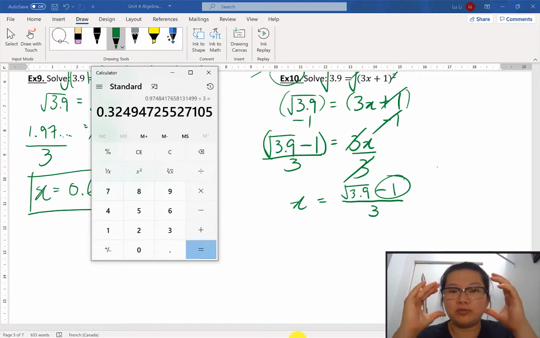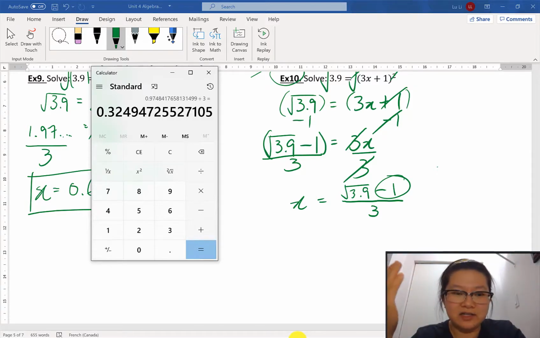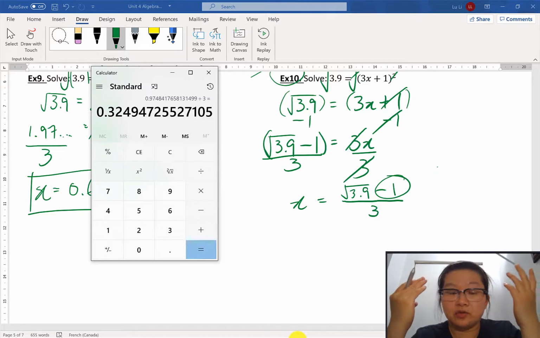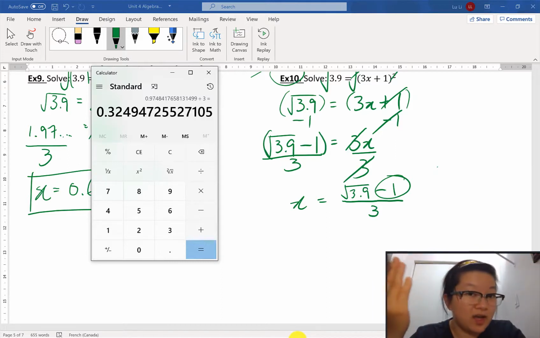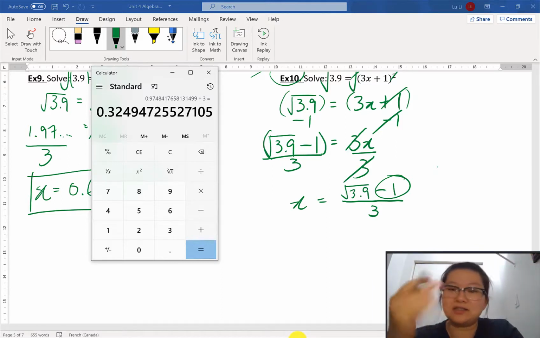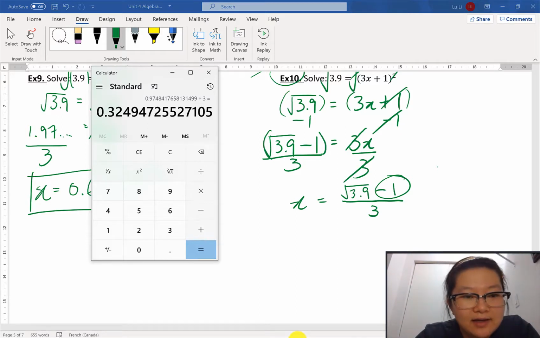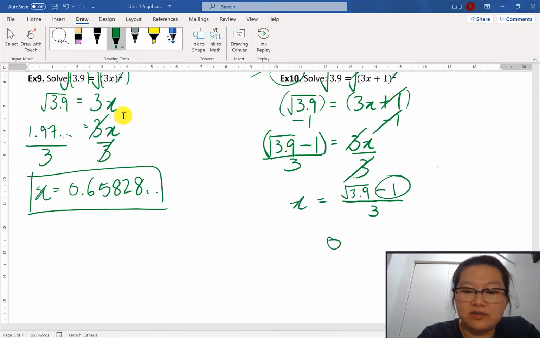Of course, if you could put in brackets, then it will make your life a lot easier. But I know some of you don't have calculators that you can put in brackets. So this is how you would do it, okay? I get 0.3249, and guess what? This 9 here is pretty high up. It's very close to the next point up on the thousandths place. So I'm going to take the 9, I'm going to round the 4 up to 5, 0.325.